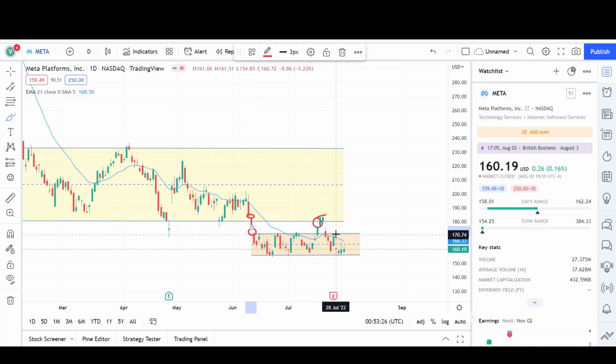So we broke down, fell inside the range. We did have an earnings report. It looks like it did gap down prices, and we've been hovering around the 160 level ever since. So it's not really doing much.